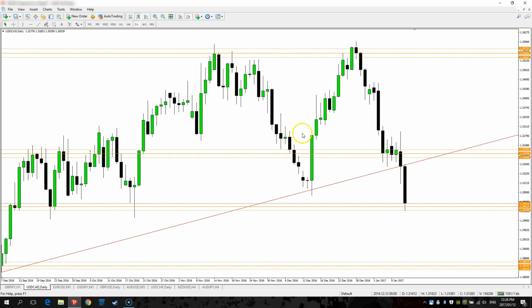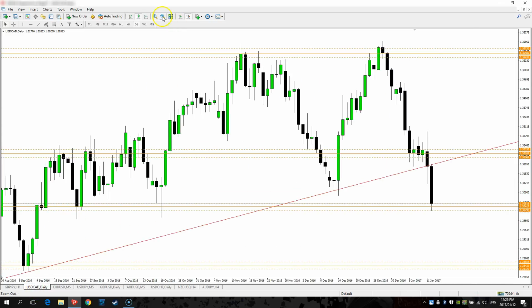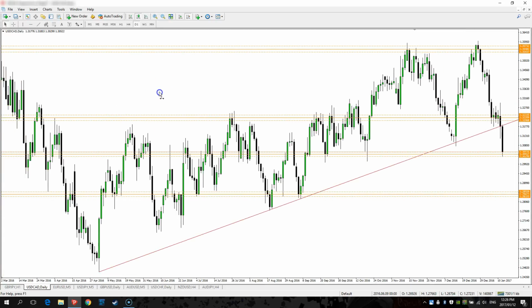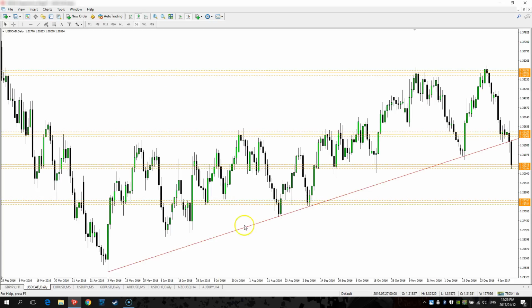Alrighty, in this case specifically, it was, however, a little bit our good old president-elect, Mr. Trump, but we'll talk about that in a second. So the setup occurred on the US dollar CAD daily chart. I'm just going to zoom out here a little bit to show you my support and resistance areas and just this basic trend line here.